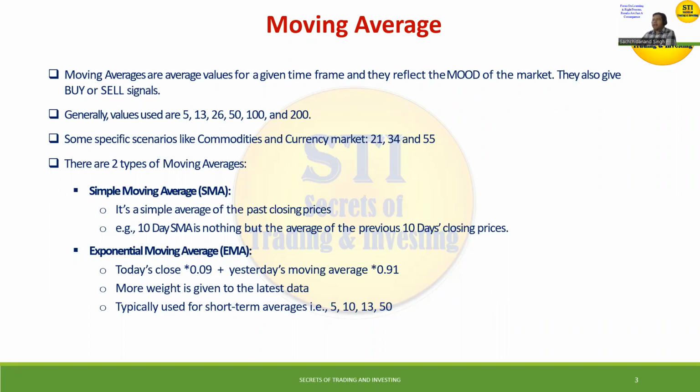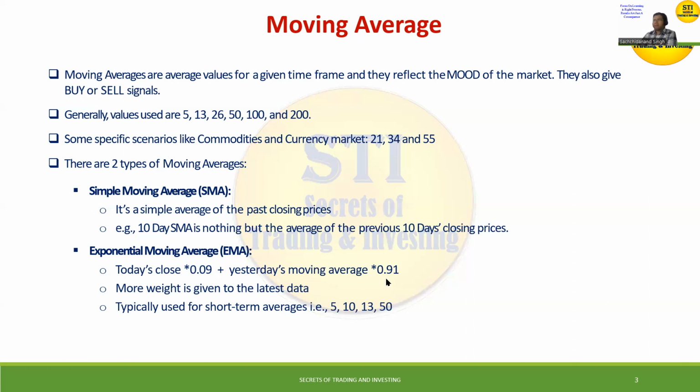The other one is the exponential moving average. The exponential moving average has a formula. The good part is we don't need to understand how the formulas are calculated. But if you are a mathematician and want to know, the formula is today's close times 0.09 plus yesterday's moving average times 0.9. Just for the mathematical calculation. In reality, you don't need to know the mathematics behind that. You only need to know how to add them on the chart.